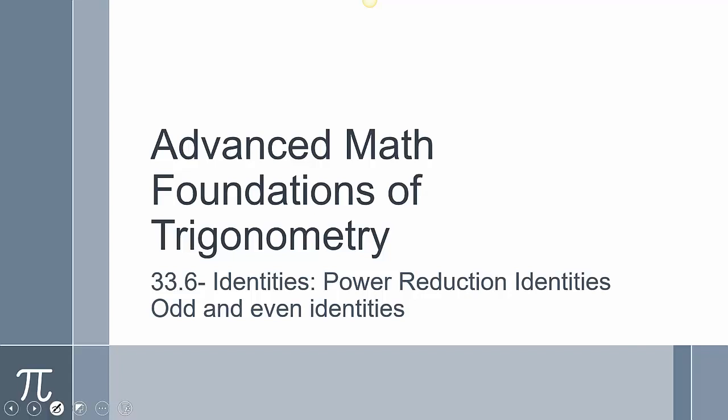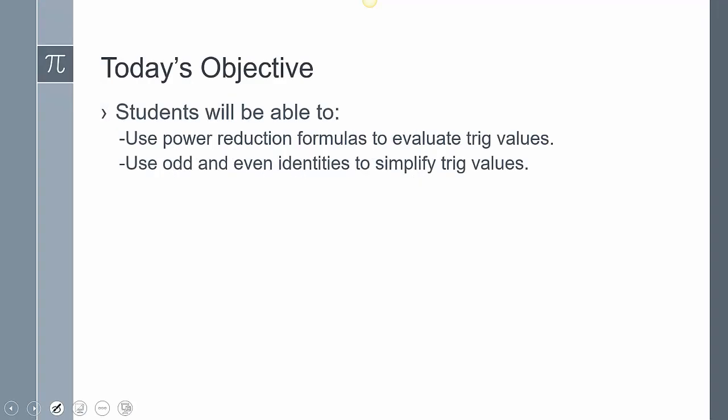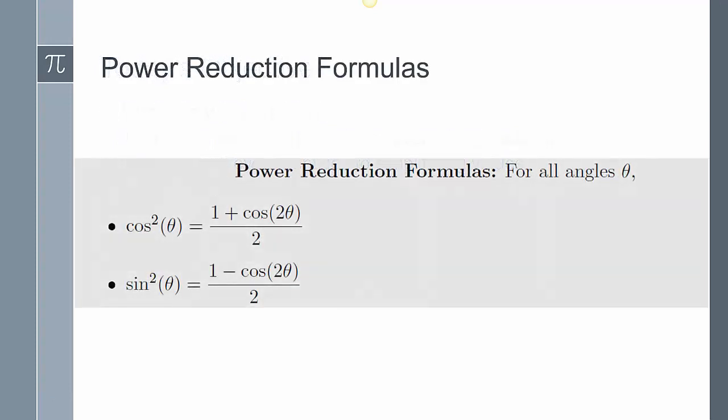Today is going to be 33-6. We're going to look at power reduction identities and even and odd identities. So you're going to use power reduction formulas to evaluate trig values and use even and odd identities to simplify trig values. So these are our power reduction formulas.